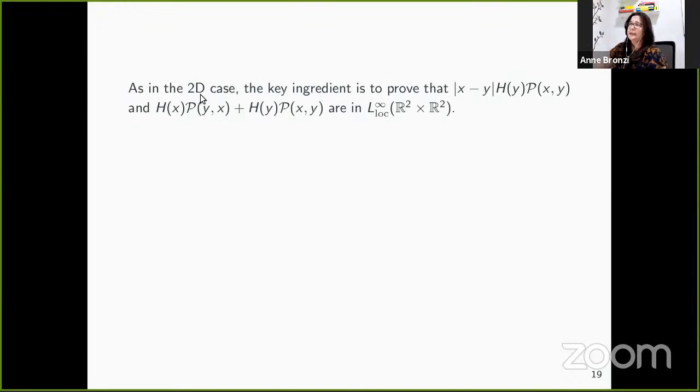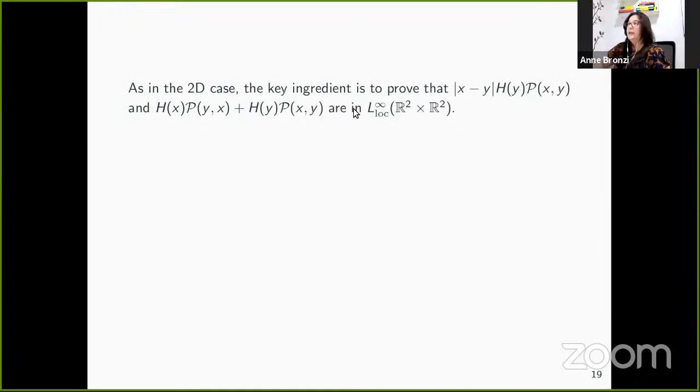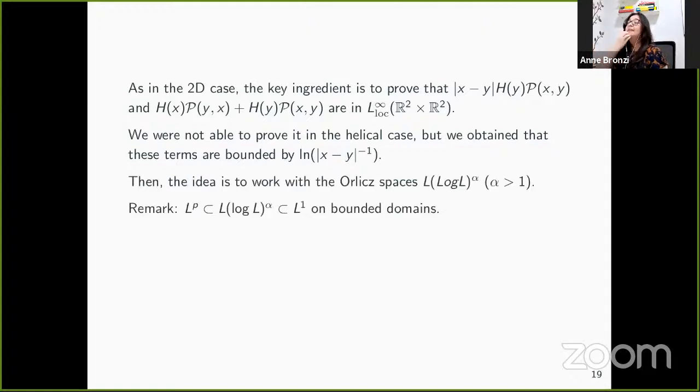But in the 2D case, the key ingredient is to prove that this term that multiplies omega times omega is L infinite. But for the helical case, it's not. But we will obtain a bound in terms of the logarithm of the difference x minus y. And then this gives us the idea to work with Euler's space.